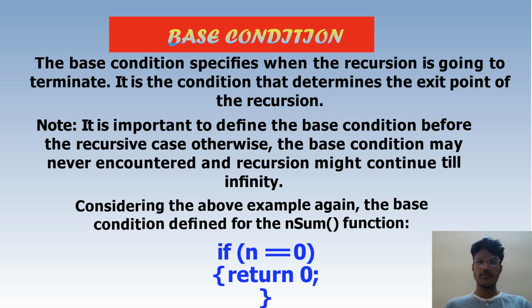The second fundamental is the base condition. The base condition specifies when the recursion is going to terminate. It is the condition that determines the exit point of the recursion. Note, it is important to define the base condition before the recursion case, otherwise the base condition may never be encountered and recursion might continue till infinity. Considering the above example again, the base condition defined for the nsum function is: if n is equal to 0, return 0.